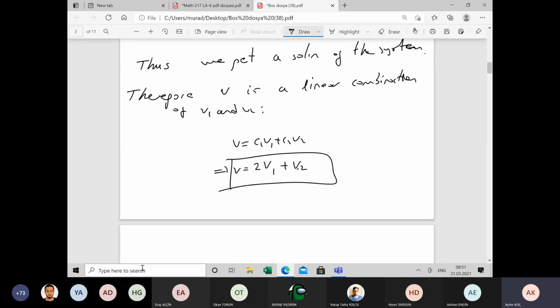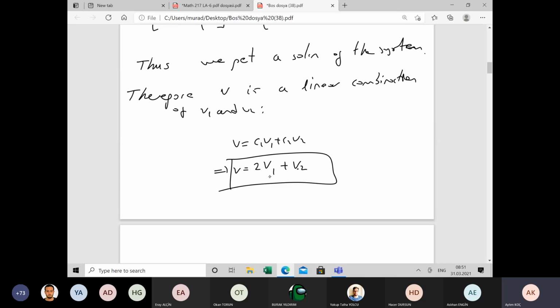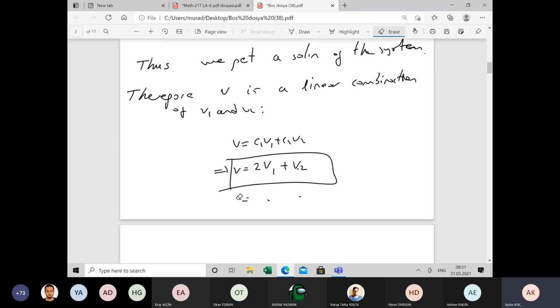And how to check whether this is true or not? Here we take V1 and V2, and our aim is to get V. Yes, it is true. Yes, V is a linear combination of V1, V2. It's okay?